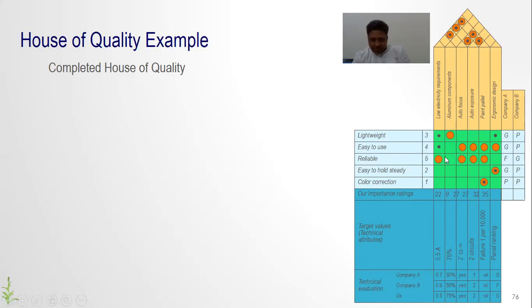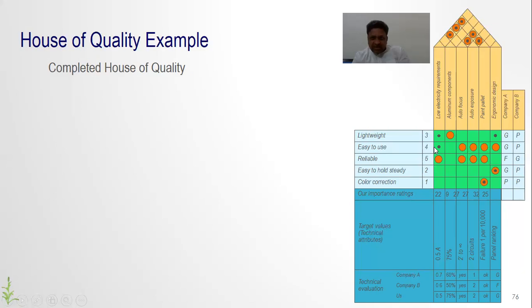So how does it work? Lightweight, low electricity requirements. Lightweight, aluminum components, which means it's a high relationship compared to that. Then lightweight, ergonomic design. Color correction here, the paint palette. So these are the weightage, our importance rating.